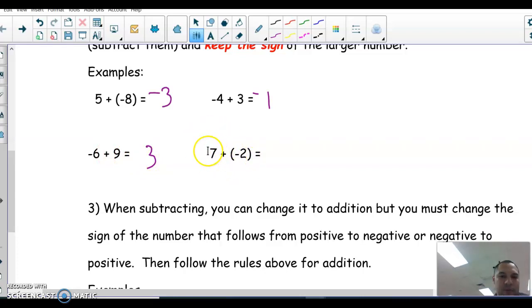Last example, positive 7, negative 2. One's positive, one's negative, take the difference. 7 minus 2 is 5. The larger number is positive, so it'll stay positive.